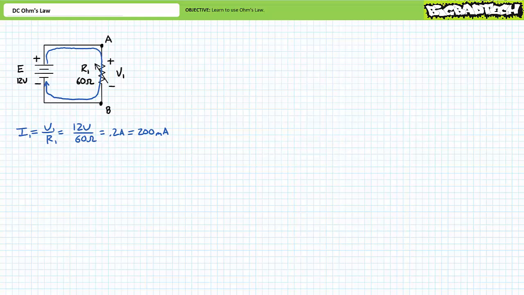This would necessitate us breaking the circuit and installing an ammeter in line, or in series, with the element through which we wish to measure current. There's a couple places we could insert an ammeter.